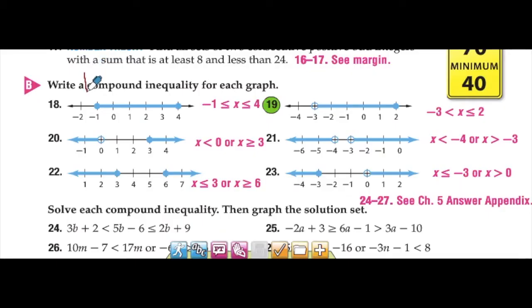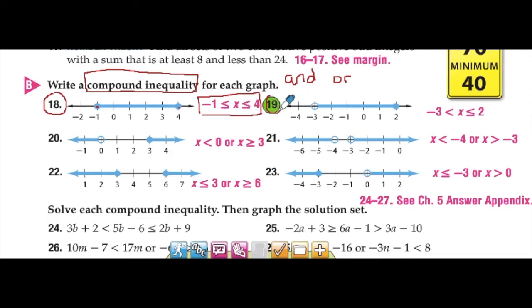Just to review a little bit about compound inequalities for lesson 5.4, we have some containing the word and others containing the word or. And so on page 309, we have a few examples here for you just to take a look at and see. For number 18, we have a closed circle at -1 and a closed circle at 4. And so our compound inequality is -1 less than or equal to x less than or equal to 4.